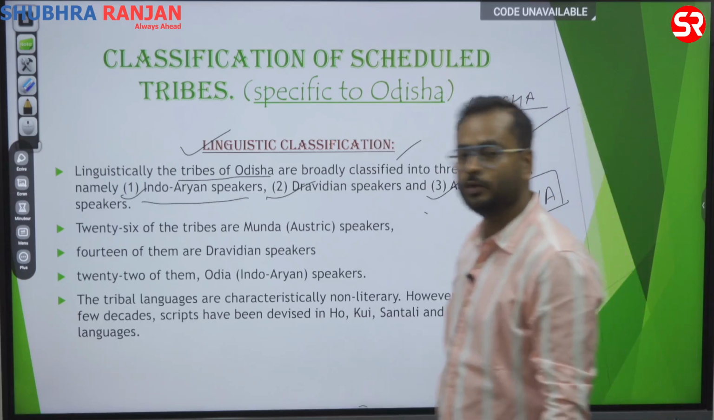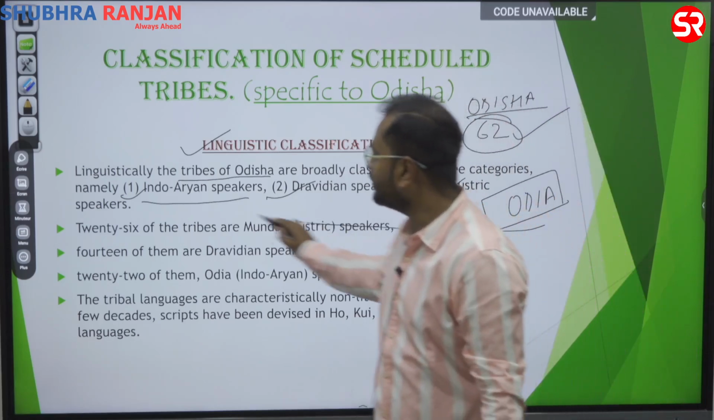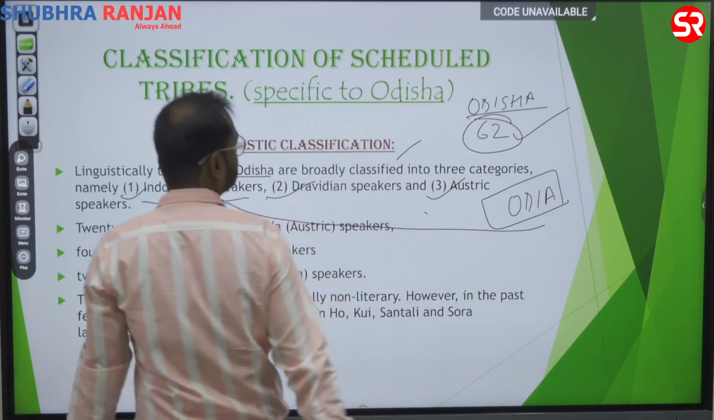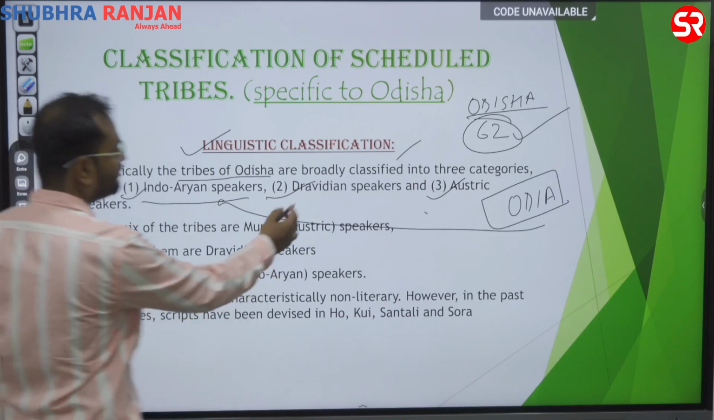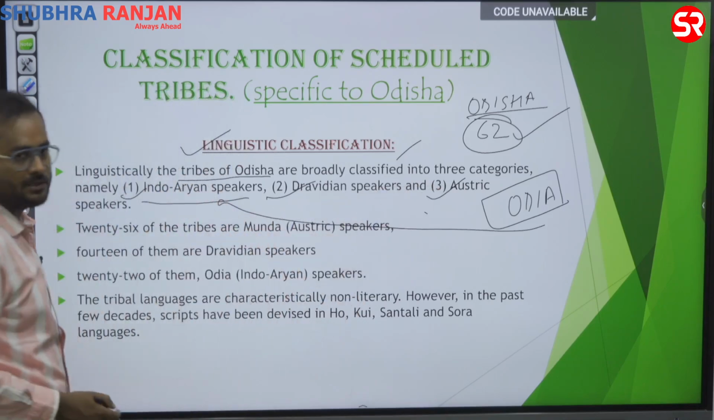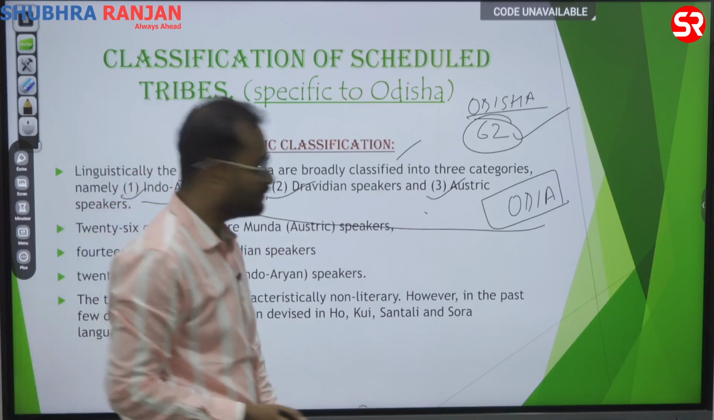Do you know Odia is an Indo-Aryan language? It is not a Dravidian language. It is an Indo-Aryan language, please remember. The second is Dravidian language, third is Austric speakers, Austric language, okay?